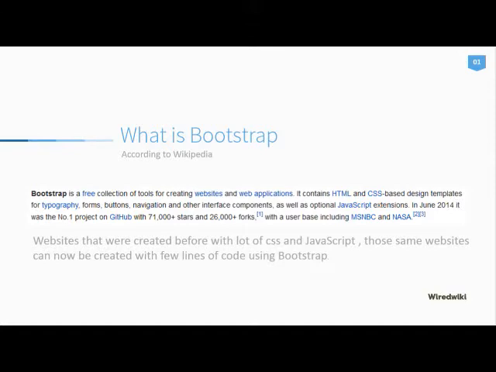Now this is important. In June 2014, Bootstrap was the #1 project on GitHub with 71,000 stars and 26,000 plus forks, making it the most popular topic on GitHub at that time. So it has a user base including MSNBC and NASA.